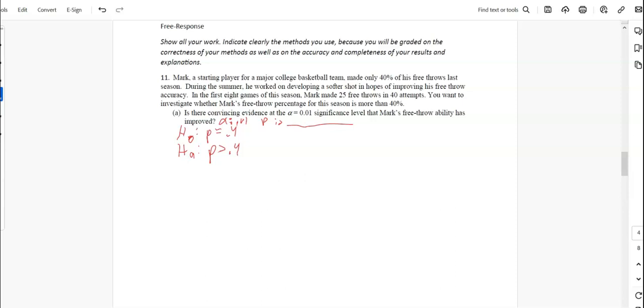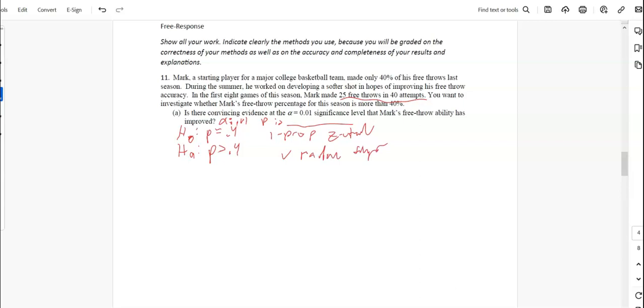So something like that. Okay, so then plan, you want to name the test. So this is a one prop z-test. You're going to check the conditions. So the first one is random sample. So it's not clear it's a random sample. I mean, 25 of 40 attempts. We're going to call that random sample. So it's going to pass the random sample condition.